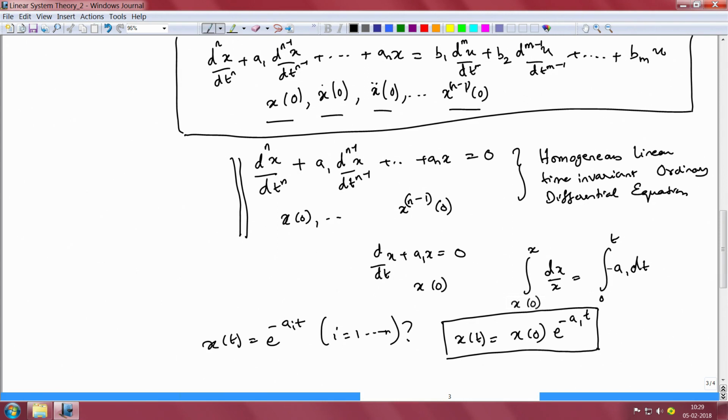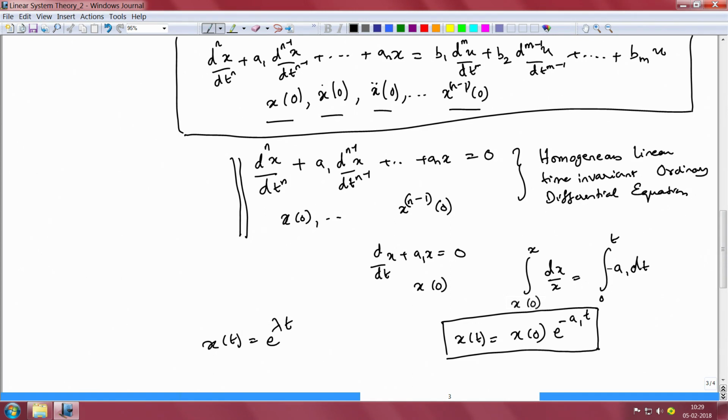Do we give up our hope altogether? Actually not. We can give it one other shot. Instead of looking for solutions of the form e to the power minus ai t, is it possible at all that for some other value of coefficient lambda, x of t equal to e to the power lambda t could be a possible solution?